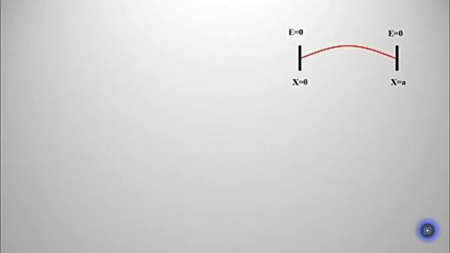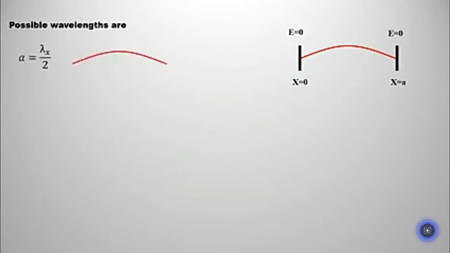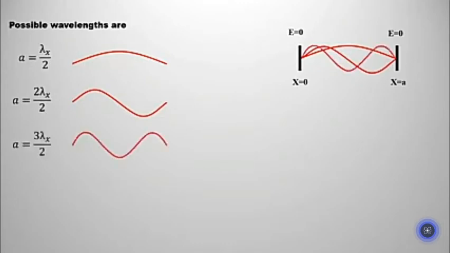To be a standing wave between two walls of the cavity, it is necessary to have a node point on both walls. In such a situation, if we assume that the wavelength of the standing wave in the x direction is lambda x, then the longest wave possible between the two walls will be lambda x by 2. Similarly, the next possible wave will be 2 lambda x by 2. In general, the length of the wave in the x direction will be nx lambda x by 2.